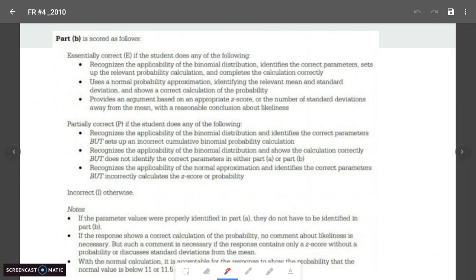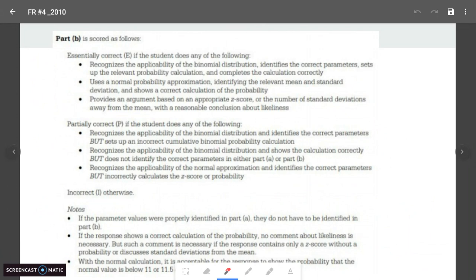You could have also done the normal model approximation, which identifies the relevant mean, the standard deviation, and shows the correct calculation of the probability. So you want to make sure you're specifying all of those pieces and using the normal model appropriately. Or you provide an argument based off the appropriate z-score and the number of standard deviations away from the mean.